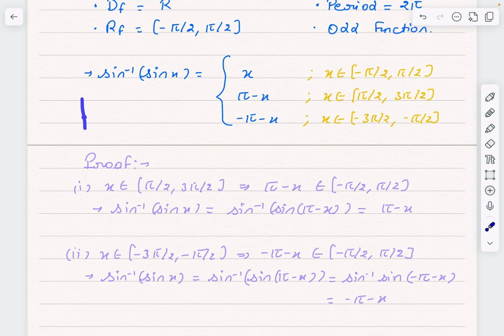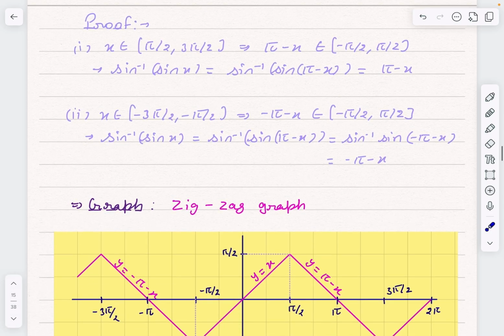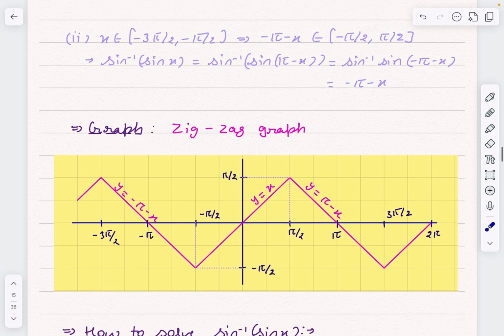But at the end of the day, like I told you, you have to remember this thing. Next is the graph of this thing. Remember, the graph of this thing is a zigzag graph. Between minus pi by 2 and pi by 2 will be the straight line y equal to x. Between pi by 2 and 3 pi by 2 will be the straight line y equal to pi minus x. And before that, minus 3 pi by 2 to minus pi by 2 will be the straight line y equal to minus pi minus x. And like we discussed, the period is 2 pi.